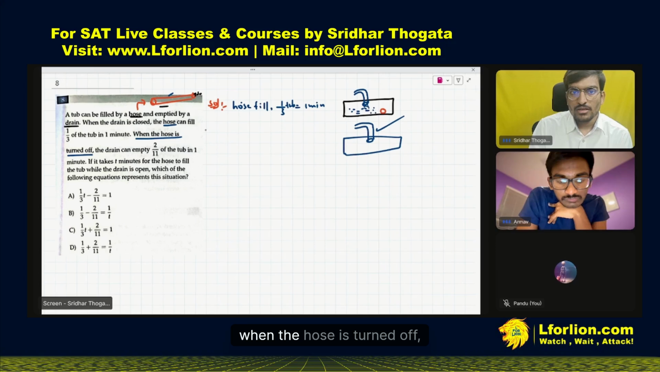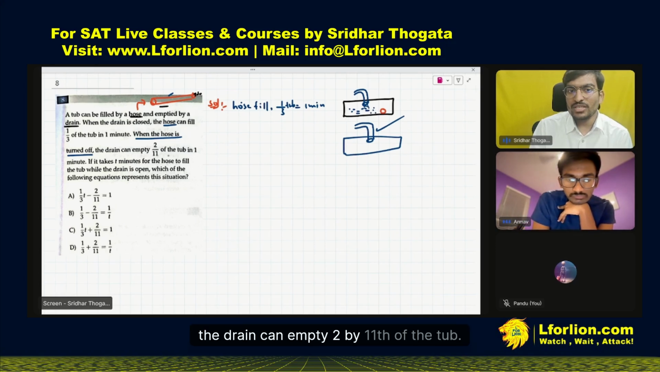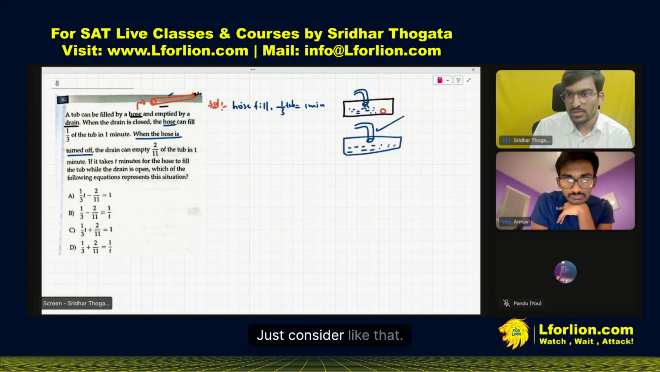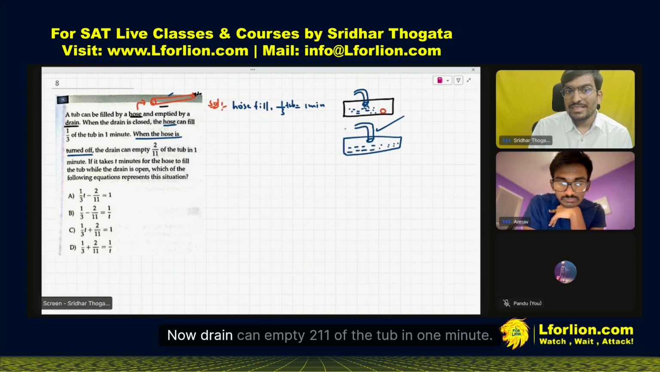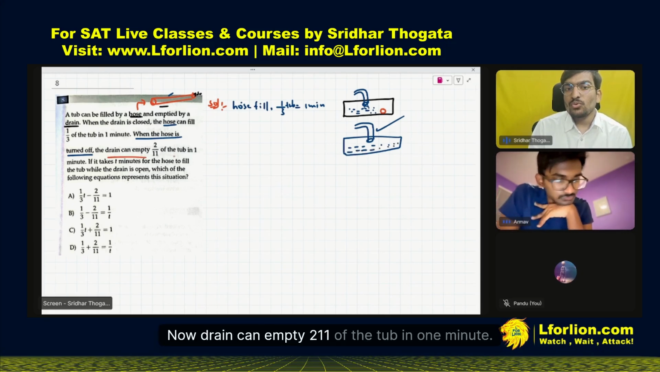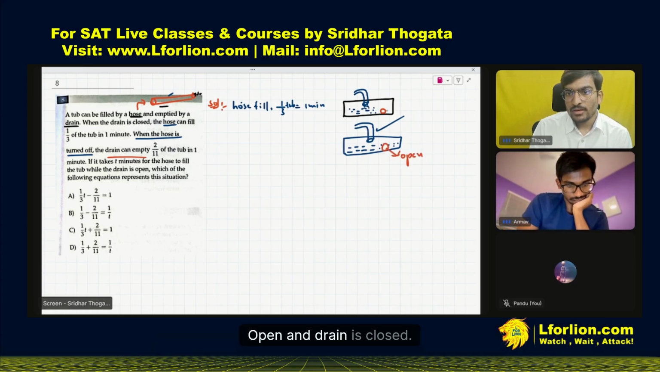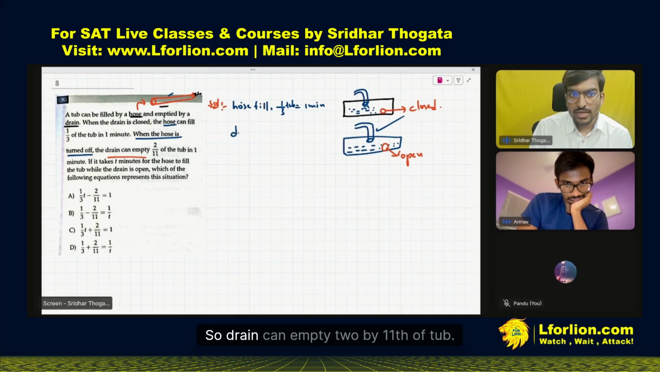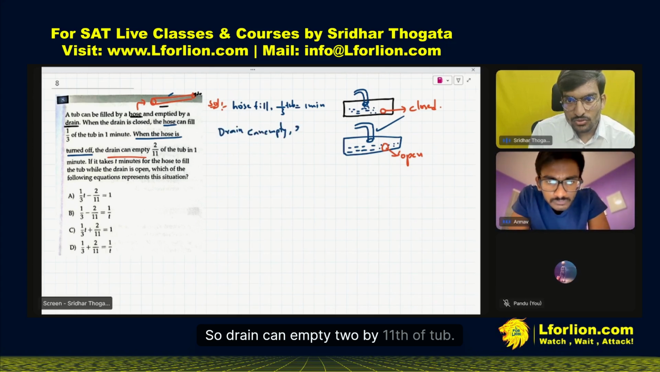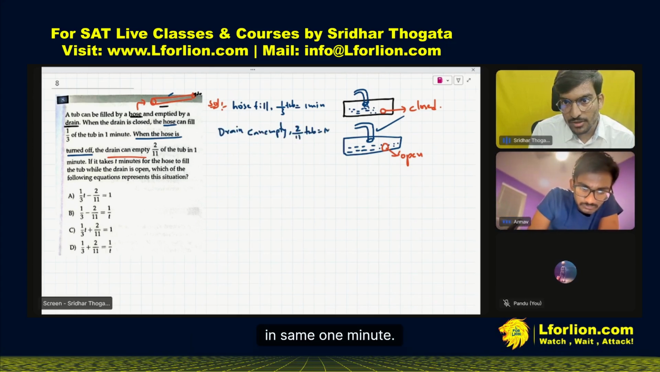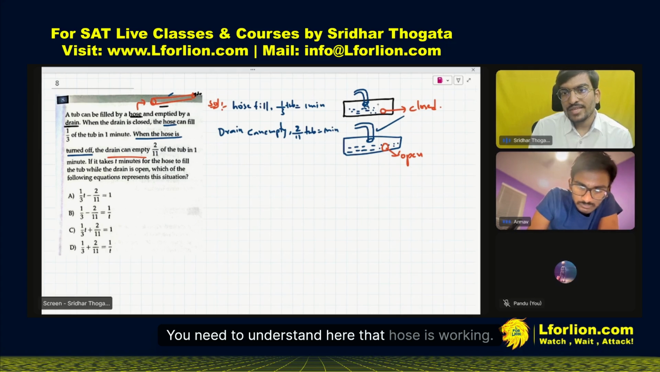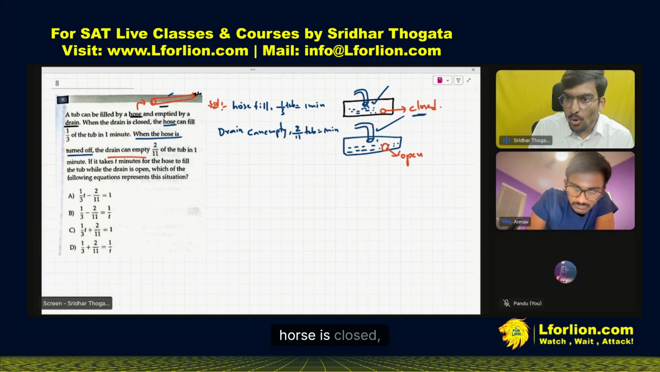When the hose is turned off, the drain can empty 2 by 11th of the tub, which means there is some water, the same water we just considered. Now the drain can empty 2/11 of the tub in the same 1 minute. You need to understand here that in the first case the hose is working and the drain is closed. In the second, the hose is closed and the drain is open. Only one thing is working.